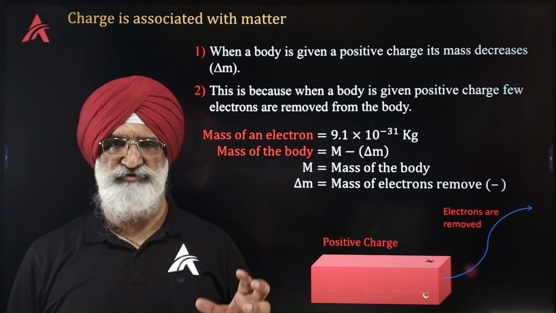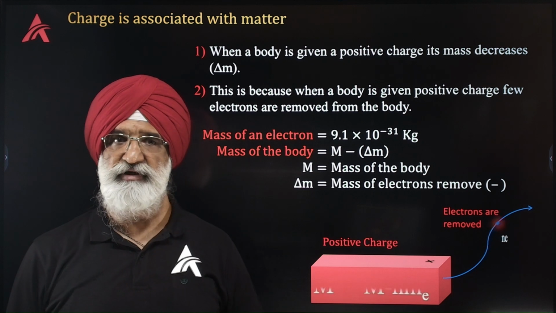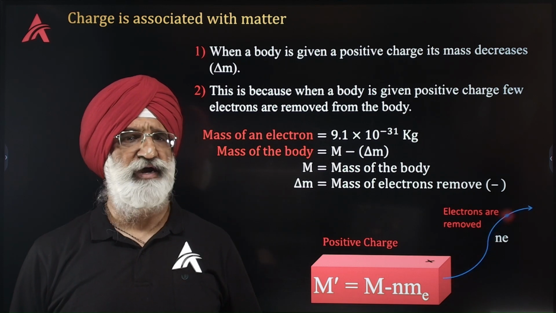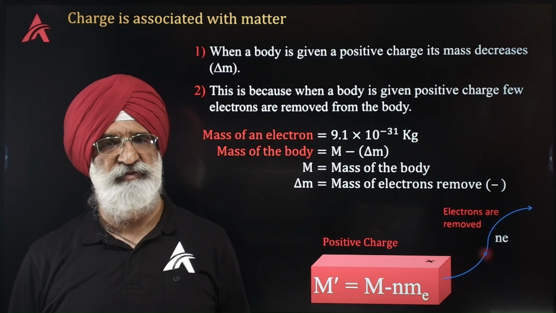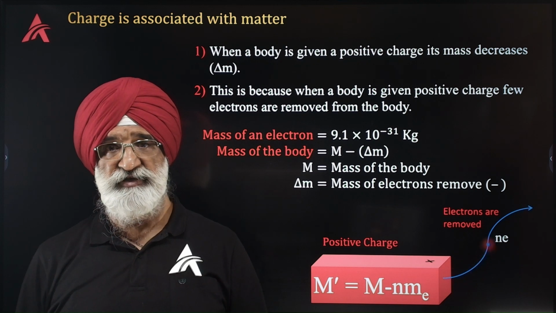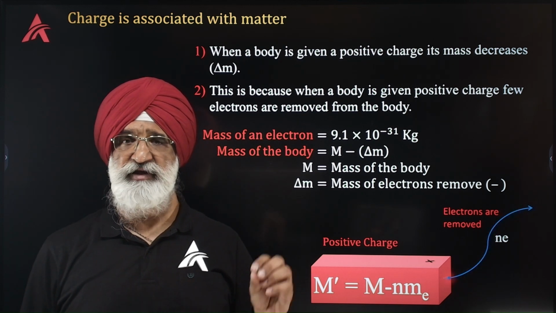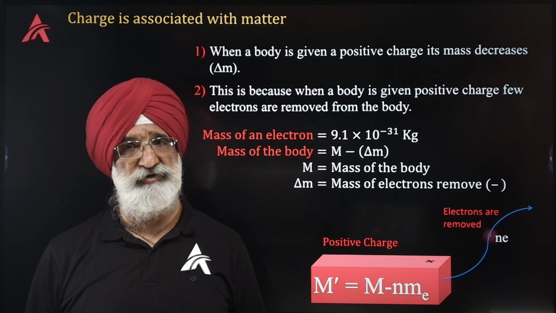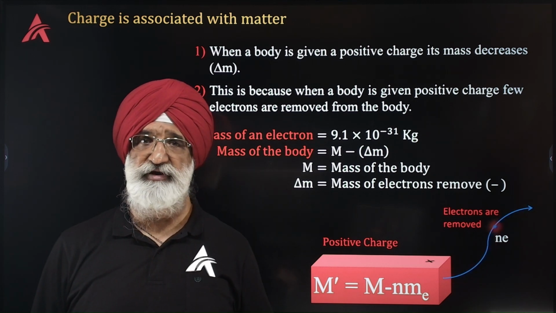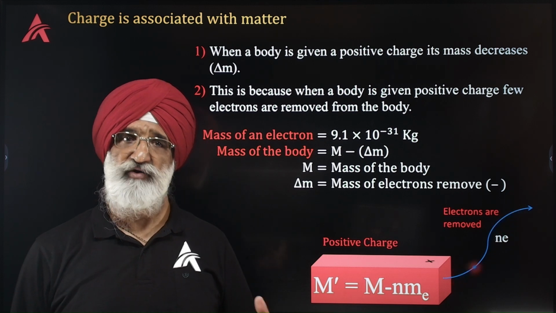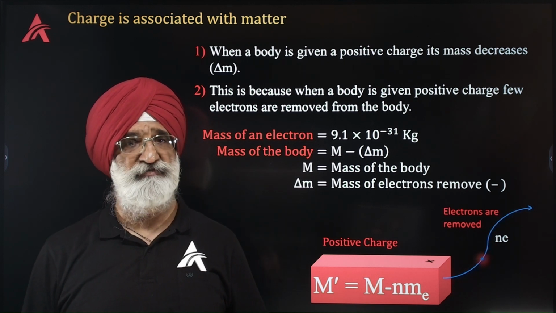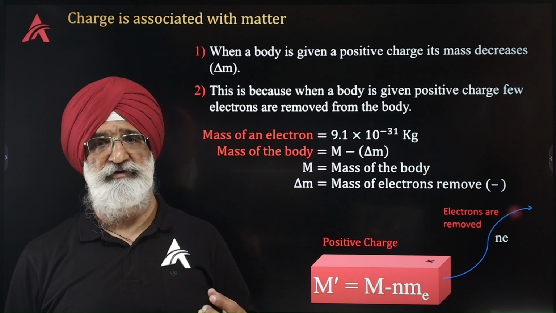Charge is always associated with matter. A neutral body can be transformed into a positively or negatively charged one by either removing or adding electrons to it. Electrons, being particles of matter, have mass. Specifically, the mass of an electron is approximately 9.1 × 10^-31 kilograms. This means that when you add or remove electrons from a body to impart charge to it, we are also altering its mass. For instance, a neutral body can become a positively charged one when electrons are removed from it.